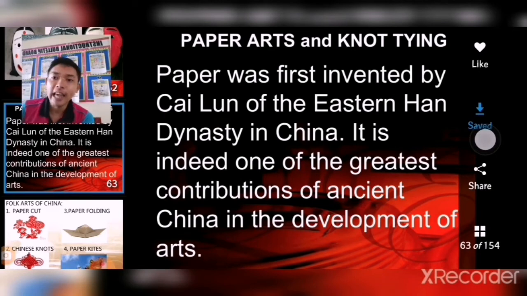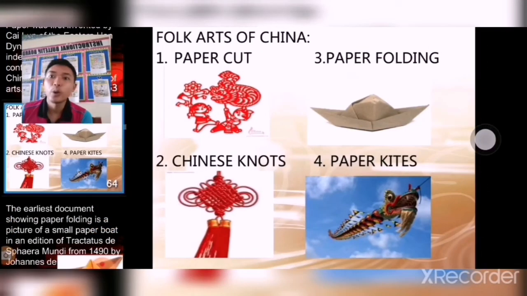Paper arts and knot tying. Paper was first invented by Cai Lun of the Eastern Han Dynasty in China. It is indeed one of the greatest contributions of ancient China to the development of arts. So the paper started in China. Among the folk arts of China, we have the paper cut, paper folding, Chinese knots, and paper kites.